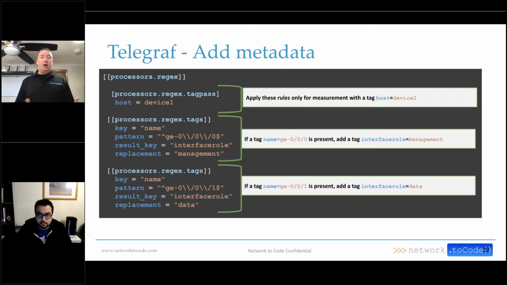Then the piece about how do we add metadata. So this is an example of a processor for regex where we're going to apply the rules that we want. First item there is the tag pass, where we will say we want to only send the host device one, so you can have all the devices that you want to send through this processor. And then when we see the interface name of GE000, we're going to go ahead and add the key of interface role with management as the tag.